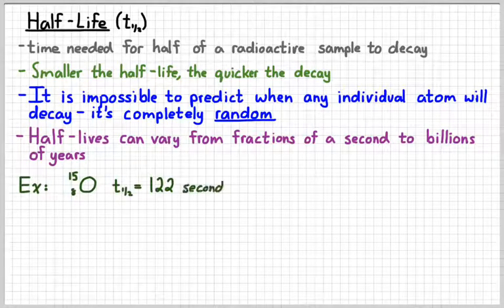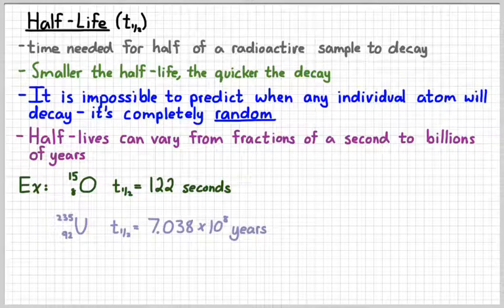To give you a couple of examples, the half-life of oxygen-15, a radioactive isotope of oxygen, is only 122 seconds. So it means if you have a sample of oxygen, say 100 grams, after a little bit more than 2 minutes, half of that oxygen is going to have decayed into something else. By comparison, the half-life of uranium-235 is 7 times 10 to the 8th years. So you can see there's a big gap between those two. So these numbers can vary widely depending on the stability of the nucleus.